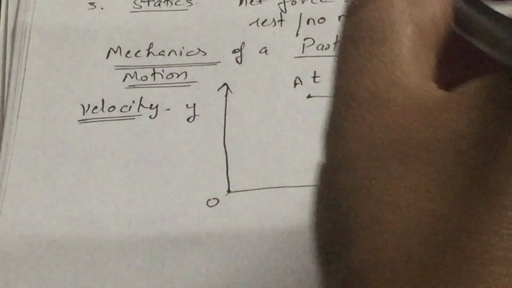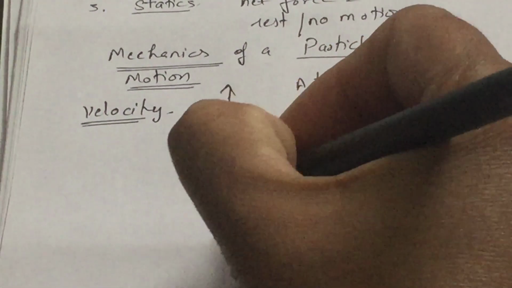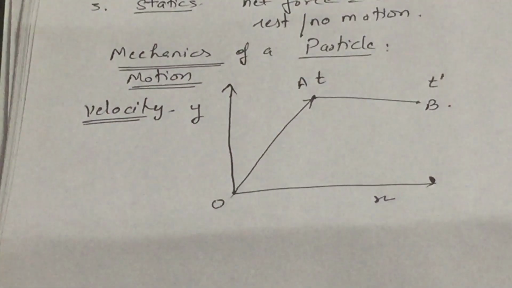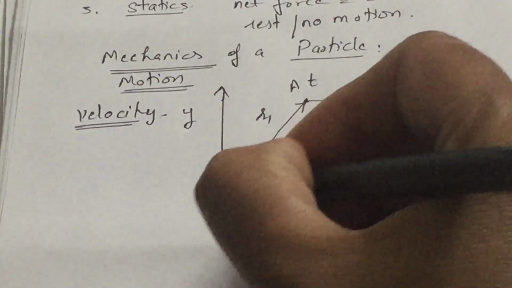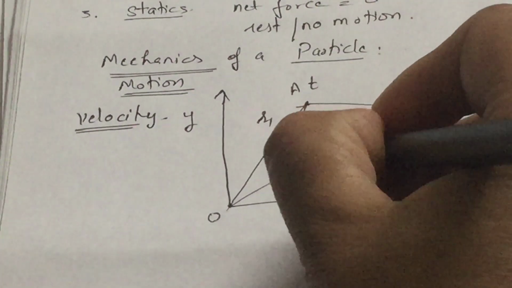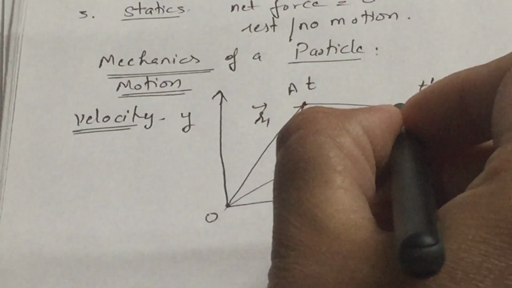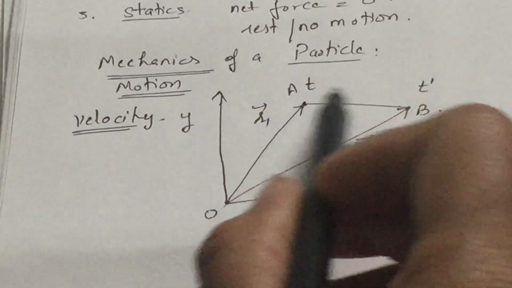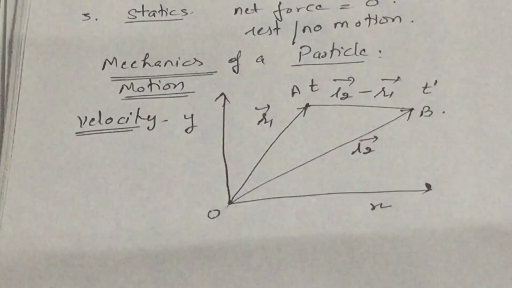t dash the particle is at point B. When the particle is at A, let the position vector of the particle be r1, and at position B let the position vector of the particle be r2. Then what is the displacement if the particle moves from A to B? The displacement vector is given by r2 minus r1.